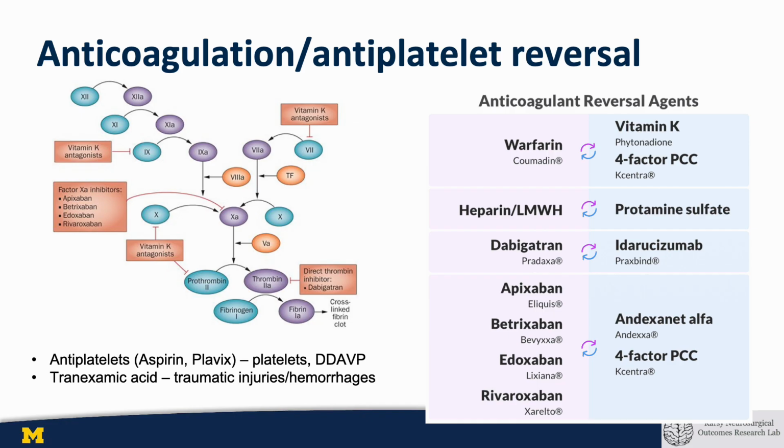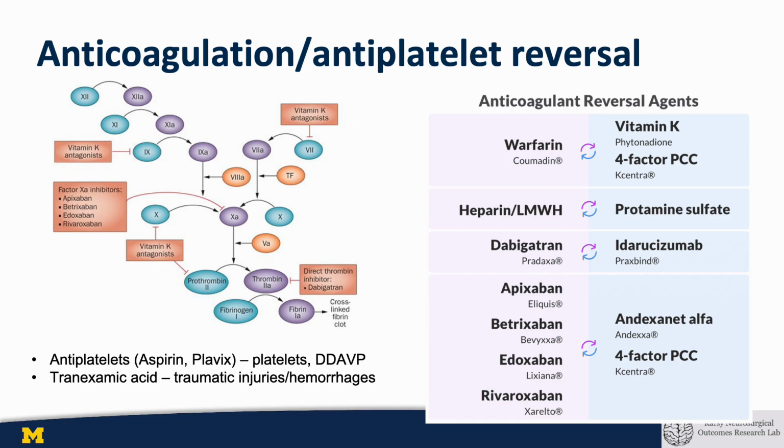So the coagulation cascade is shown here, where you can see where the vitamin K antagonists are involved, where the factor 10 inhibitors are involved, and where the direct thrombin inhibitors are involved. And various reversal agents are shown, vitamin K and concentrated 4-factor Kcentra for the reversal of warfarin, protamine for heparin, Praxbind for dabigatran, and then Andexxa, as well as Kcentra for the factor 10 inhibitors. So depending on what is on a hospital's formulary, you have a lot of different options that exist.